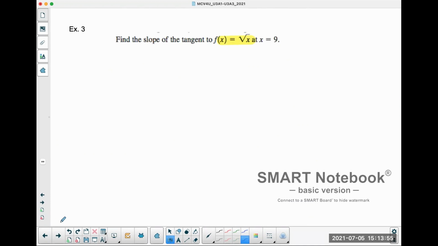The last type of function is a square root function. Now, what you're asked to do is still the same. You're asked to find the slope of the tangent. You will be given a point. So you're going to do the exact same setup. Limit h approaches 0, f at a plus h minus f at a, divided by h.